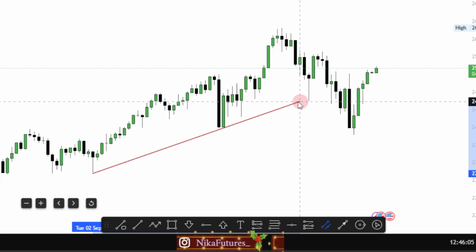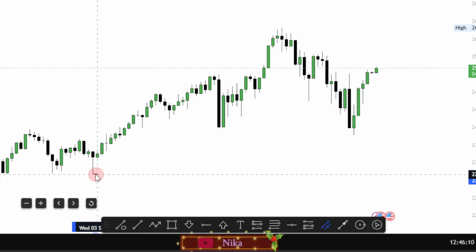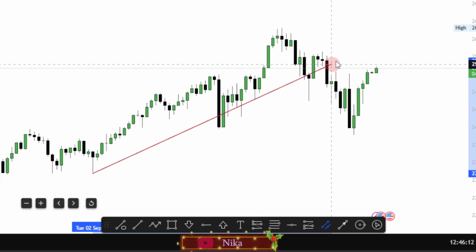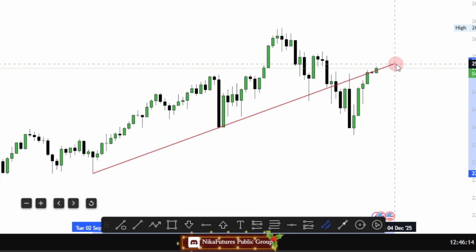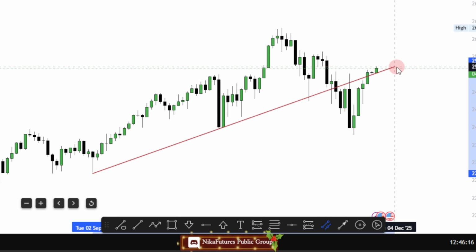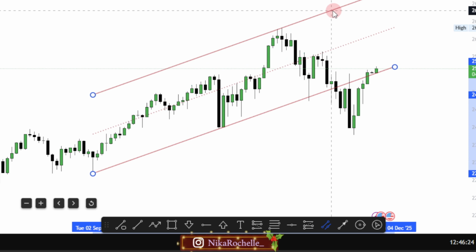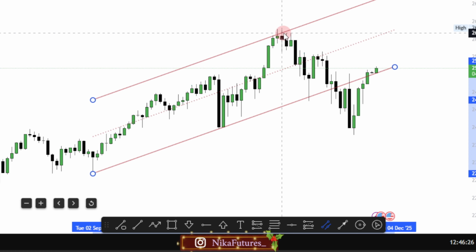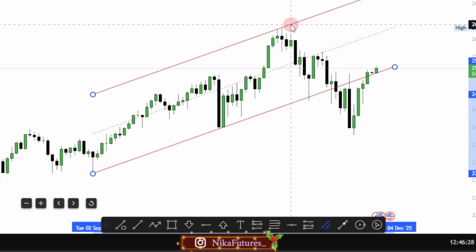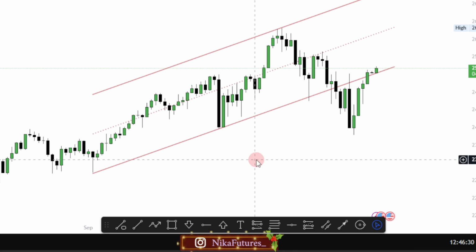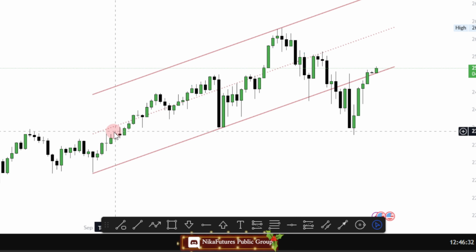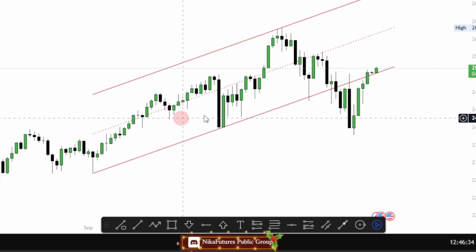So I'm grabbing my parallel channel. I put it at the swing low of the wick right here. And then I'm just dragging it. It's just like any other trend line. You want it to tap on it a couple of times when you draw it. And then you grab it and take it to the swing high, which is this point right here. You want it to be tapping it. And now you see how price is respecting it and staying in this road that we're in.